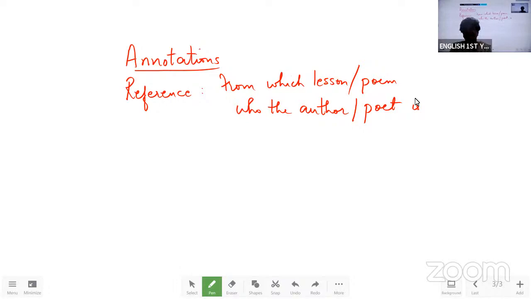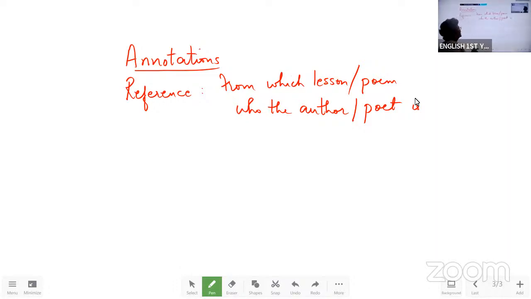These lines are taken from the poem Happiness, and here the poet talks about what happiness is. You cover it up like that. But if you write, this line is taken from the poem Happiness, and the poet is, and you leave a beautiful gap there for the examiner to fill, instead of filling the gap, he will deduct the marks.